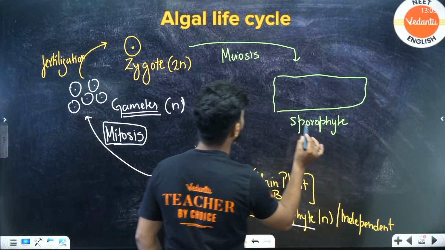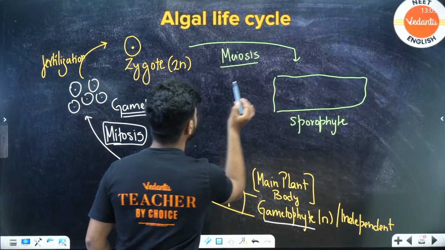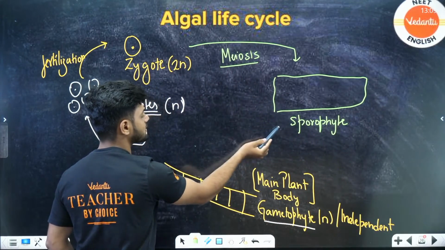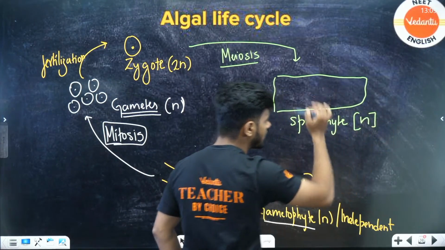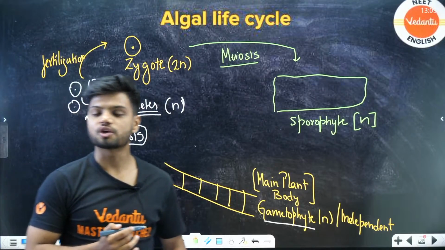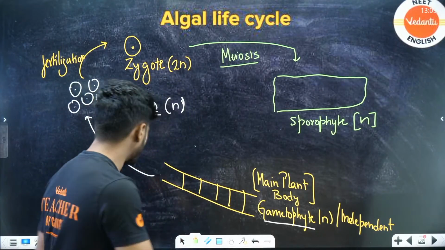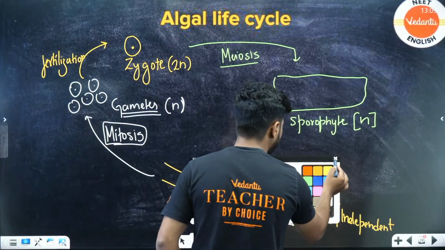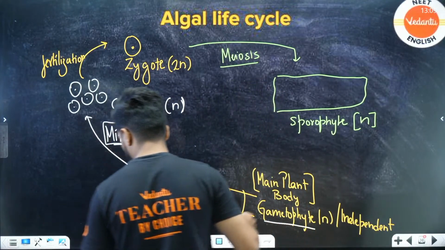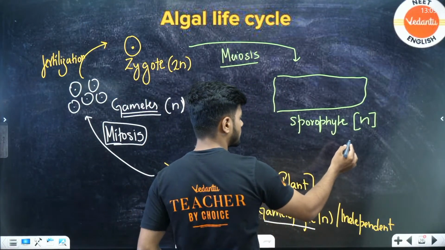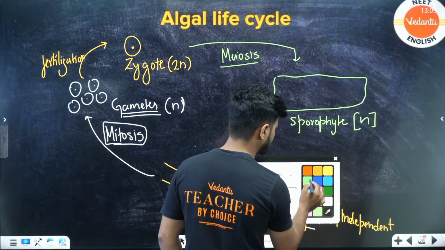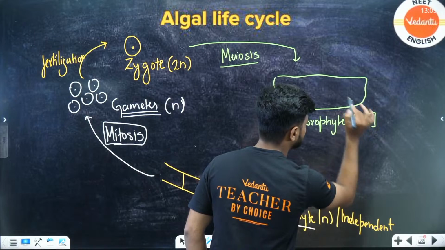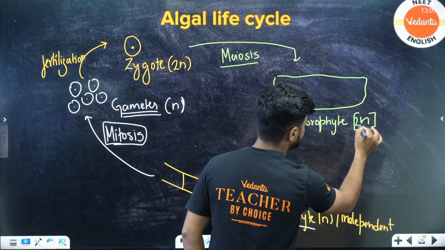sporophyte. Now always remember, whenever there is meiosis, will there be a change in ploidy? Yes. Diploid to haploid in nature. That is the change in ploidy. Now this sporophyte, students, will eventually undergo again. This is sporophyte, right? Still it is diploid.